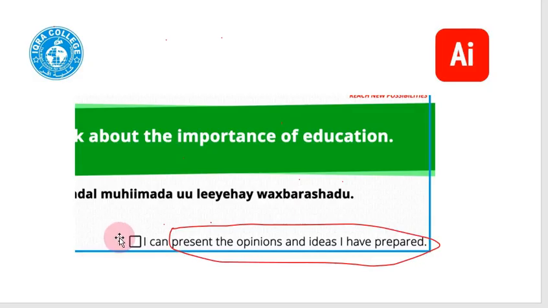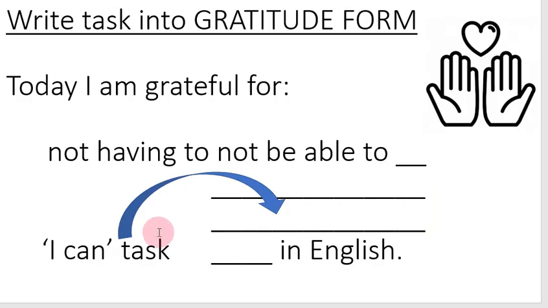Because there are some people in this world who can't. It says here, I can present the opinions and ideas I have prepared. When you do your task, you are acknowledging that you can do this, but some people cannot. If you tell them, can you do this in English? Some people cannot present their opinions and ideas in English. They can't speak that, but you can. So I want you to be grateful. You're just going to take that I can statement and put it into this empty space.